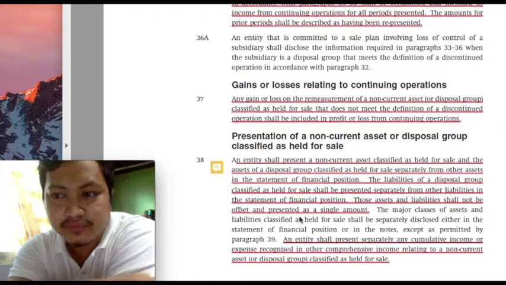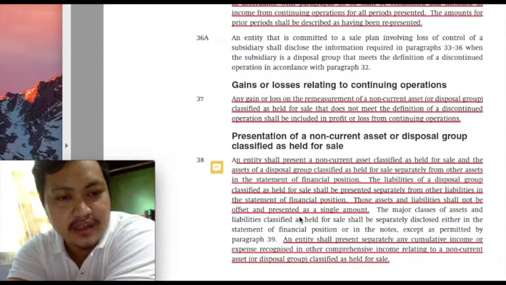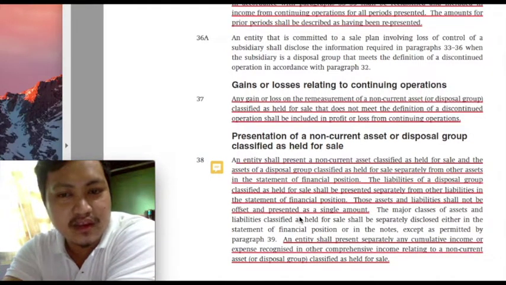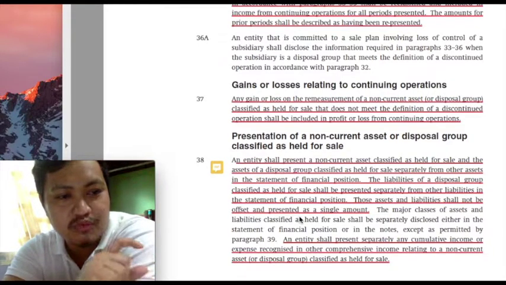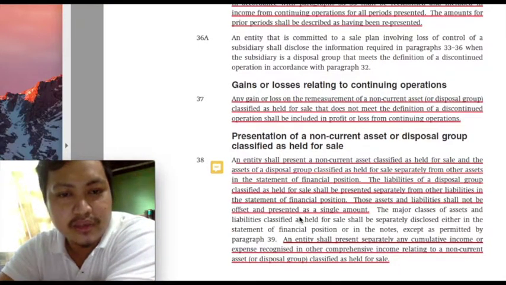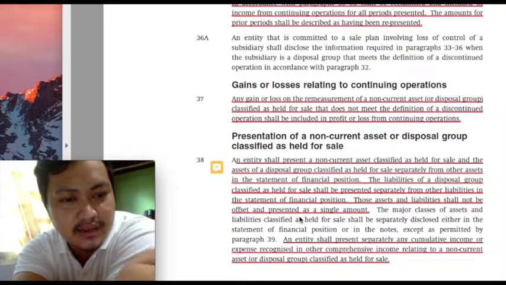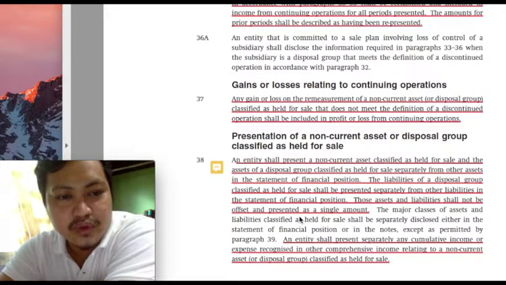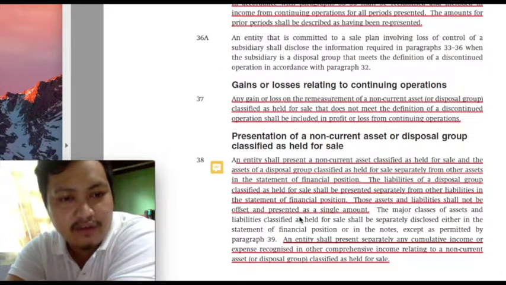What do I mean? If you have equipment, class, all your equipment will be presented under a single line. So if you have 10 equipment, you get the carrying amount of these 10 equipment, you add all of them, and the total will be the amount that will be presented for your equipment. But if your disposal group class includes an equipment, you remove that equipment from the group class and present it separately. So in your asset section, you will now have two lines for equipment. Equipment, the usual, and equipment held for sale.